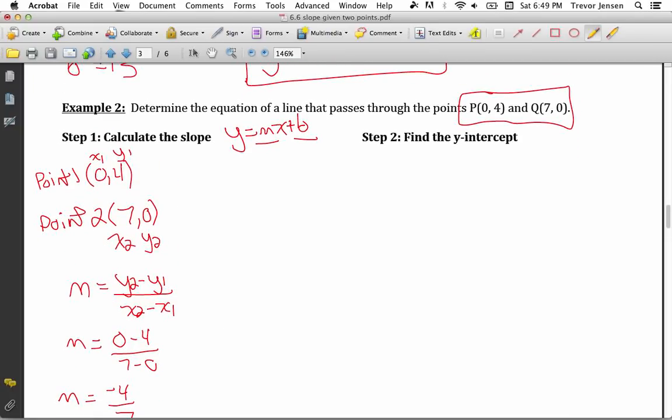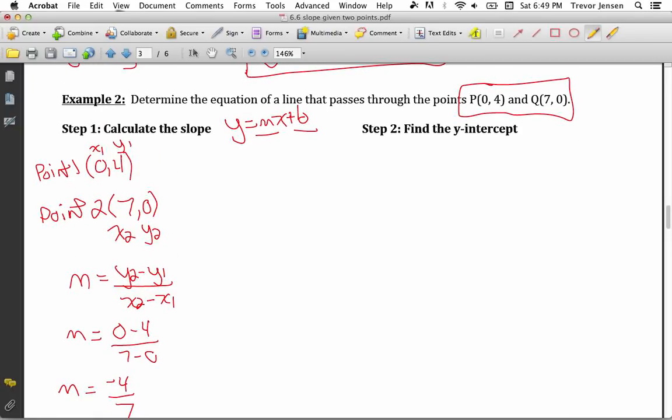Next thing I have to do, now I need to figure out what the y-intercept is. You could do this the same way as last question, but in this case, actually, one of the points it gives you is the y-intercept. It gives you the y-intercept in the question. This point, 0, 4, is actually the y-intercept. Whenever it gives you the y value when x value is 0, that is the y-intercept.